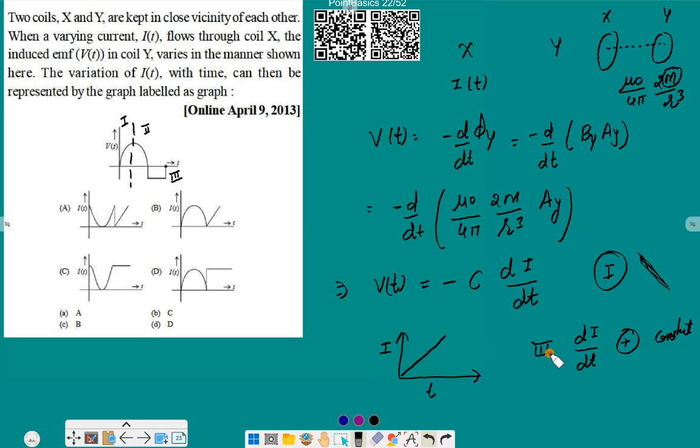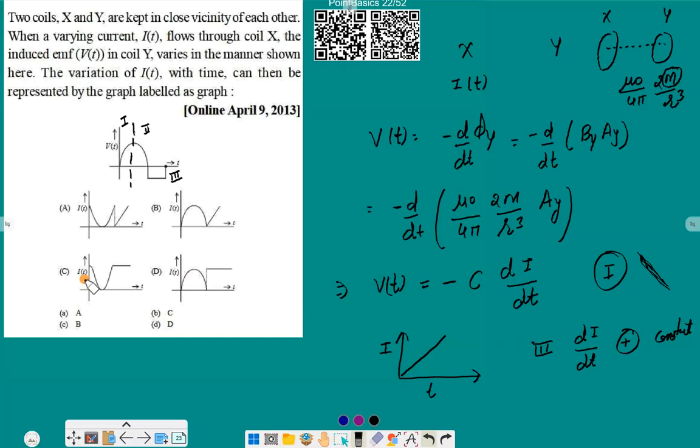In the region 3, it will be a straight line, as if we differentiate this, we will get a constant value. So in the first region, current should be decreasing, and in the third region, current should be increasing at a linear rate. In the first region, it will follow a curve.